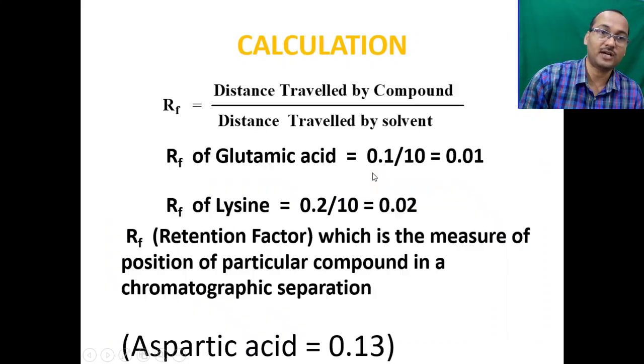First we have to know what RF is. RF is the retention factor, which is the measure of the position of a particular compound in a chromatographic separation. The formula is the distance traveled by the compound divided by the distance traveled by the solvent. RF for glutamic acid is found to be 0.1 by 10, which is 0.01, and RF for lysine will be 0.2 by 10, which is 0.02. In literature, for aspartic acid, the RF value was reported to be 0.13.